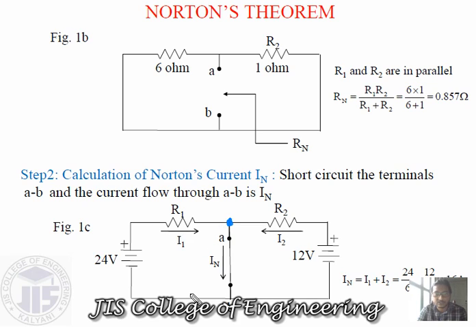If you consider this closed path, this I1 current will have a value of 24 volt source divided by R1 resistance, 24/6, and similarly the other has a value of 12 divided by this one. Otherwise we can go for another path also. You can apply KVL for this path also and find this voltage. Whenever you find the I1 and I2 values, you will get the overall IN current, or overall Norton current value.